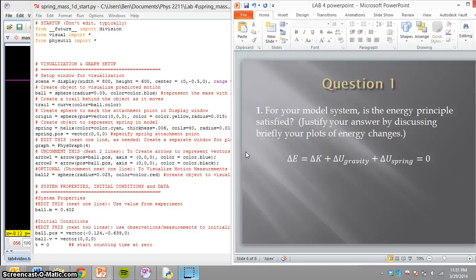For your model system, is the energy principle satisfied? Justify your answer by discussing briefly your plots of energy changes. As you just saw, the total energy did not change at all. So, we know that work equals delta energy. Work on the system equals delta energy. And since delta energy is 0, there was no work done to the system.